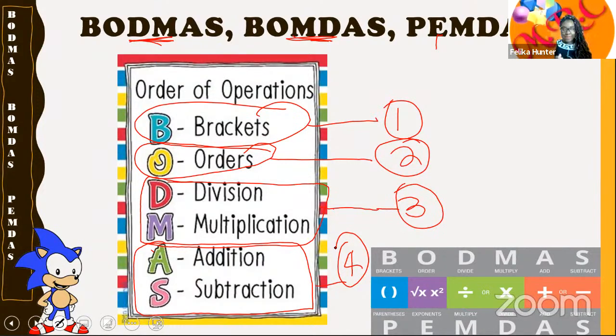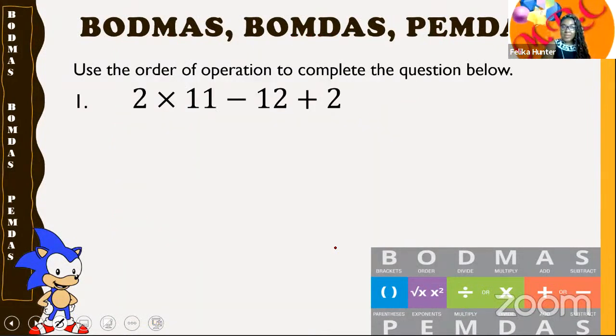You're going to get the understanding just about now. So let's go to the question. The first question says 2 times 11 minus 12 plus 2. And we're going to do this step by step. No rushing. All right, step by step.